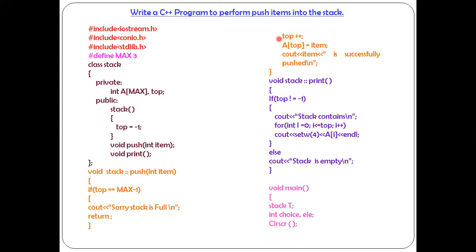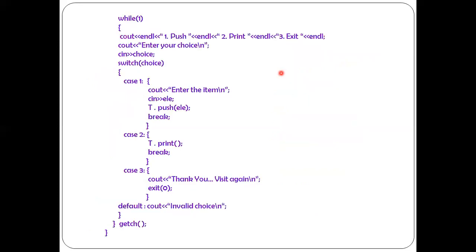Do remember this point. Every time top goes on, it increases by plus 1. So this time top is equal to 1. A of top, meaning A of 1, is equal to item. 10 is stored in A of 0, and 20 will be stored in A of 1. Then again we'll print the message: cout, "20 is successfully pushed\n", closing the double quotation and ending with a semicolon. The closing flower bracket means the end of the push member function.